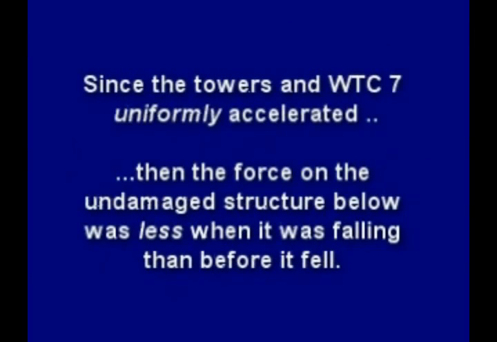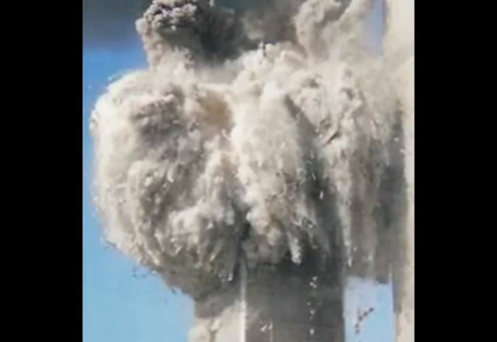Since the towers in World Trade Center 7 uniformly accelerate, then the force on the undamaged structure below was less when it was falling than before it fell. Especially since the towers were designed with large safety factors and much of the structure was blown outside the footprint and away from the lower undamaged structure.